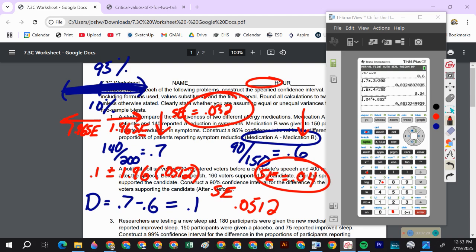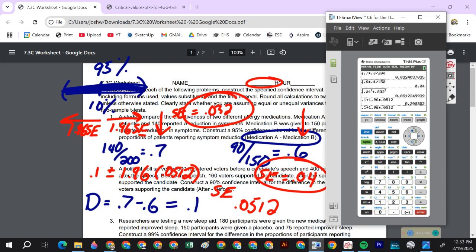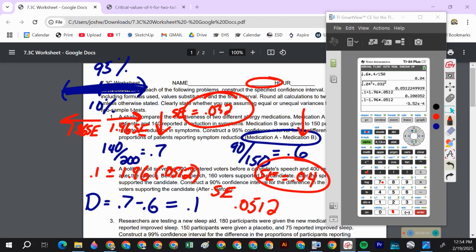Kind of? So 0.1 plus 1.96 times 0.0512, and then I'm going to do the same calculation with a subtraction. Oh, what is that? It's negative 0.000352, which is essentially 0. So my confidence interval is from 0 to 20%.